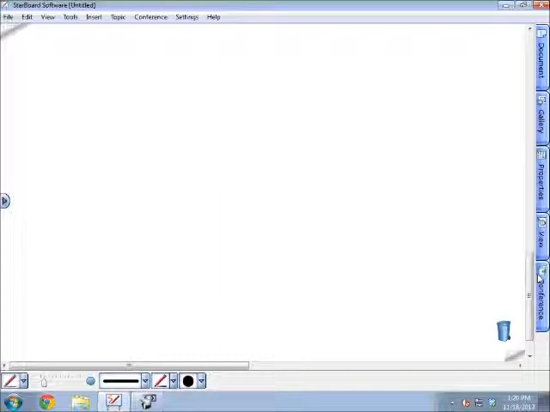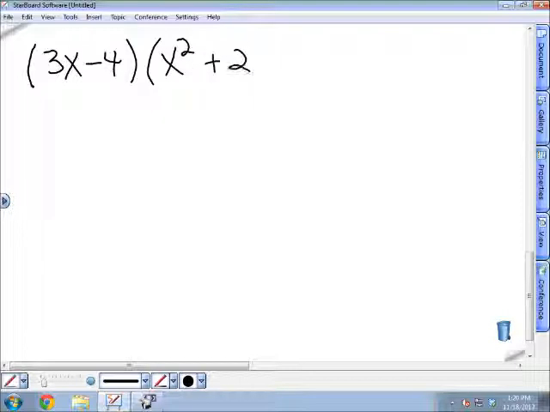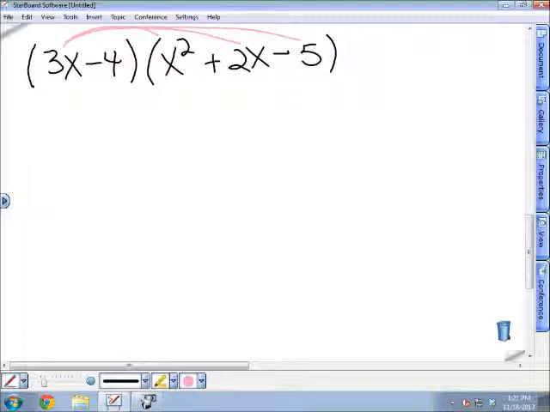In example 2, they multiply a binomial by a trinomial, namely 3x minus 4 being multiplied by x squared plus 2x minus 5. Now when you're multiplying these, sometimes it's easier if you draw the lines. So I'm going to multiply my 3x by everything, and then I'm going to multiply my negative 4 by everything.